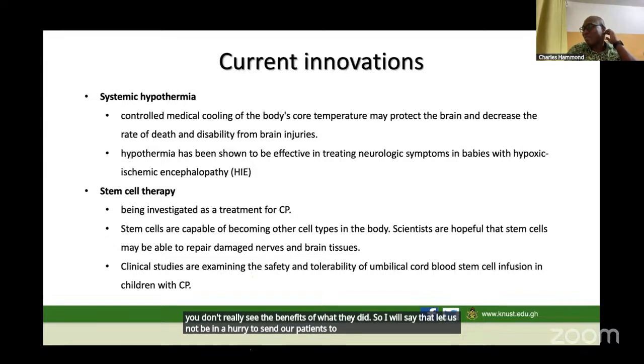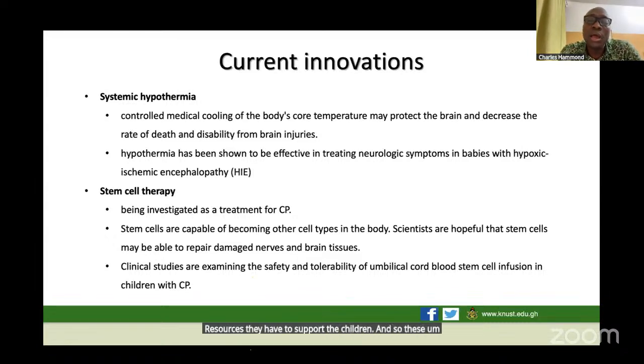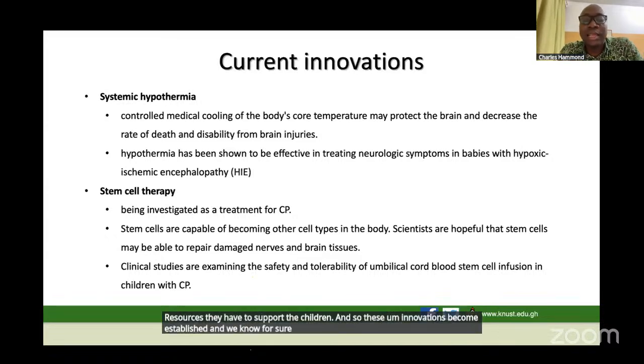Let's use the resources they have to support the children until these innovations become established and we know for sure that they are beneficial. But the few that I have seen, they have come back with no clear benefits from going to India and wasting a lot of money. Yeah, so it is still being investigated.